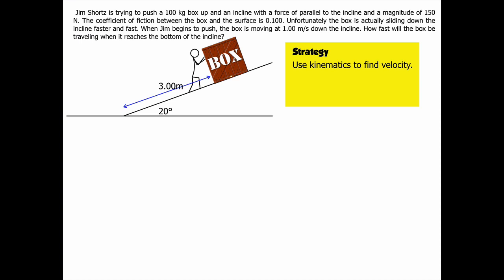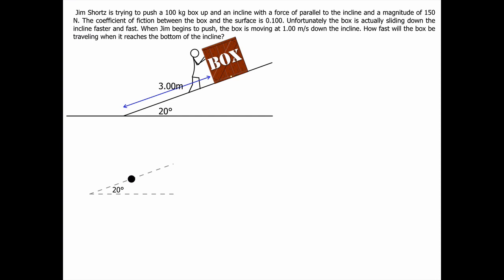But if I'm going to use kinematics and I really look at the details of what's up here, I realize I need one more variable, and that's going to be the acceleration. So to find the acceleration, I'm going to use a free body diagram. So that's where I'm really going to start. So I'm going to do it backwards. I'm going to start with my free body diagram, and then I'm going to use kinematics to find the velocity. So let's go on to the free body diagram.